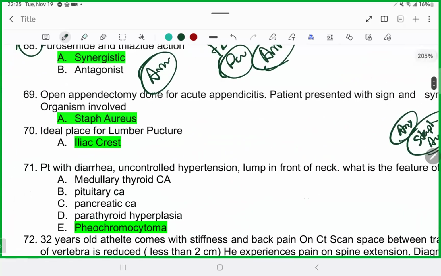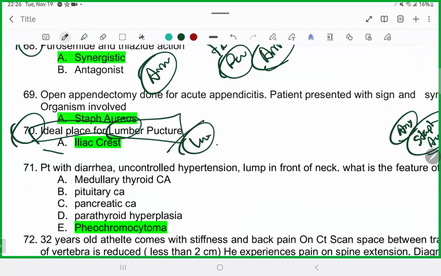Ideal place for lumbar puncture. We don't know what came. Just see the plane. Just see the lumbar puncture site, L4-L5, at the level of the iliac crest.